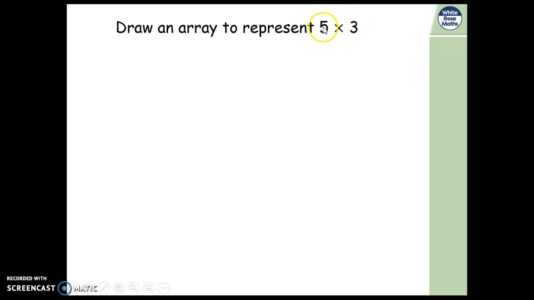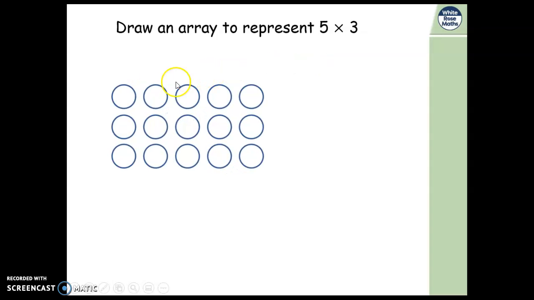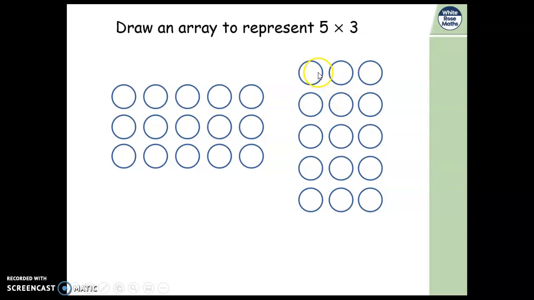So how many groups are we drawing? 5. How many are going to be in each group? 3. So we've got how many groups? 1, 2, 3, 4, 5. How many are in each group? 3. 1, 2, 3. Or we could draw it this way. We've got 1, 2, 3, 4, 5 groups of 1, 2, 3.